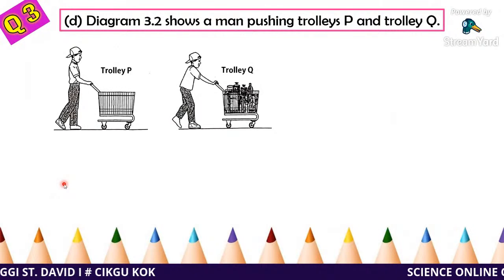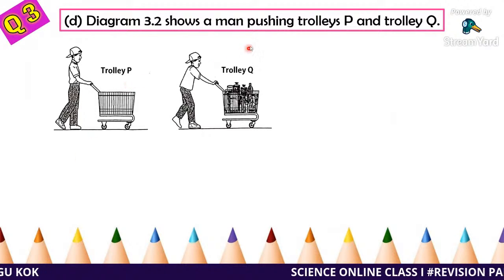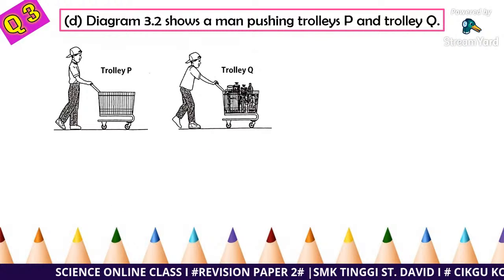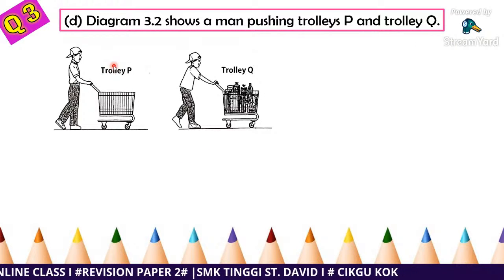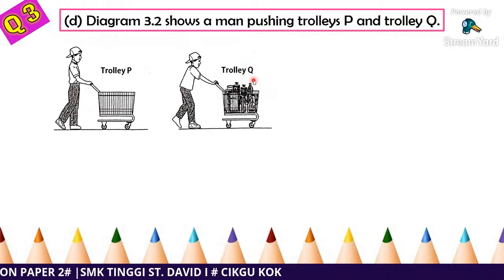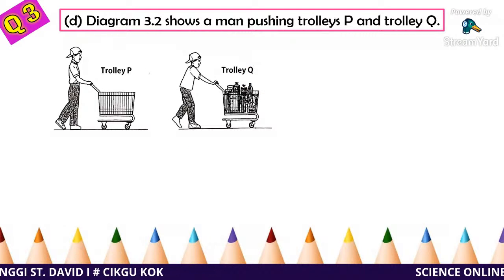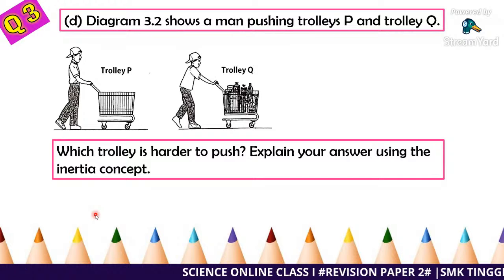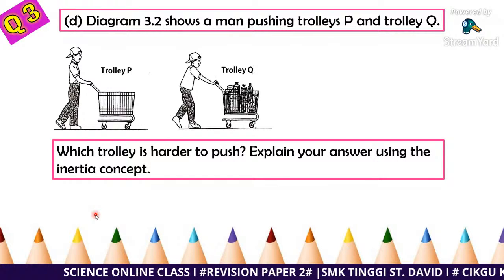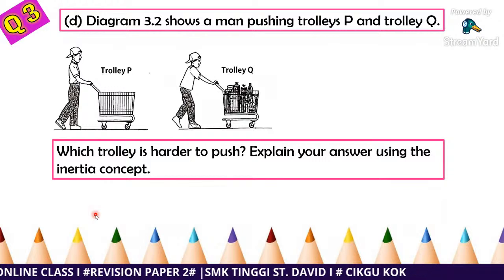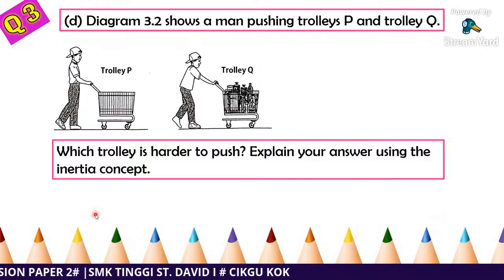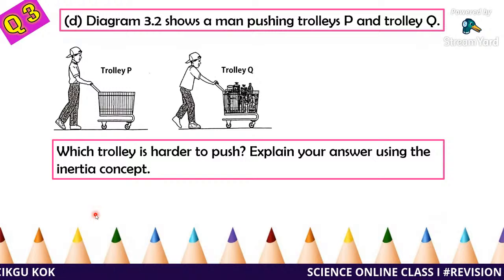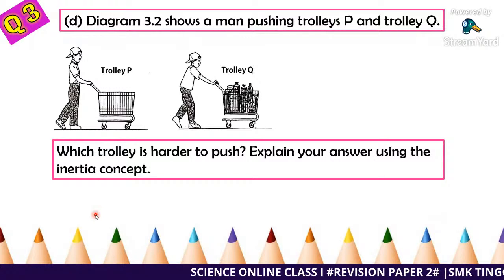Okay, then we can go to the next question. They show the man pushing the trolley. We have P and also Q. From here we can see P is an empty trolley. Q is full of groceries. Then we see the question. Which trolley is hard to push? Answer please. Which one is very hard to push? That means you use more effort, more force to push the trolley. Which one is harder?